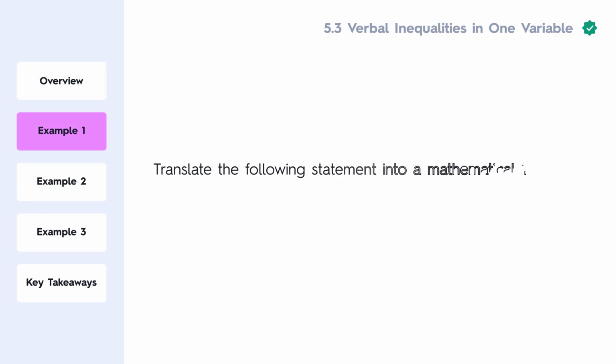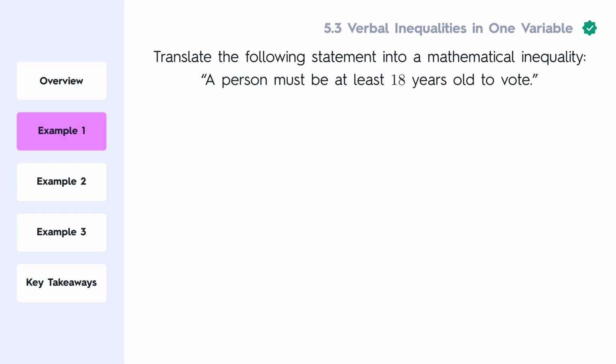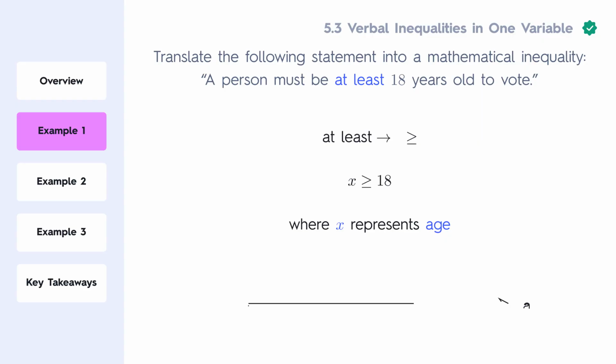Let's see how this works with an example where we need to translate the following statement into a mathematical inequality: a person must be at least 18 years old to vote. Let's start by identifying the key phrase here. The phrase, at least 18, tells us the person's age must be 18 or older. In mathematical terms, at least means greater than or equal to. Now, we can set up the inequality. Since the person must be at least 18, we write x greater or equal to 18 where x represents age, which tells us that any age of 18 or older will meet the requirement to vote. We've successfully translated the verbal statement into a mathematical inequality.